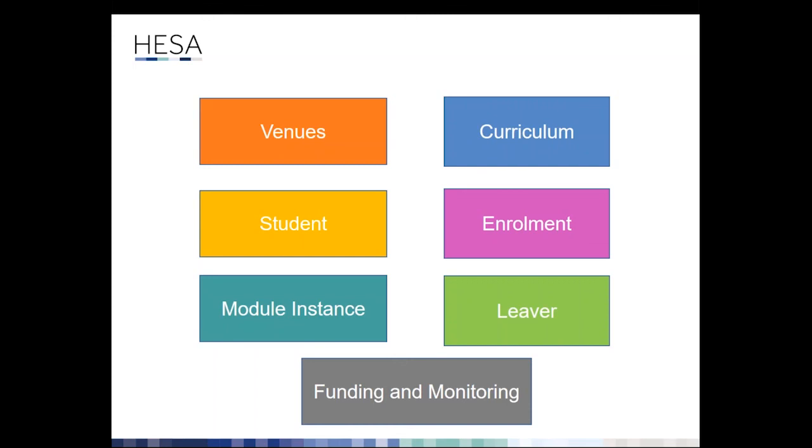And then the module instance, which again is a way of tying together student information with curriculum information. You're associating a particular enrollment in your student course session with a particular module delivery. So you're recording a student's specific engagement with a module delivery with your planned curriculum.